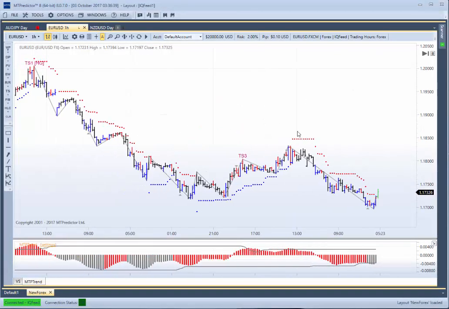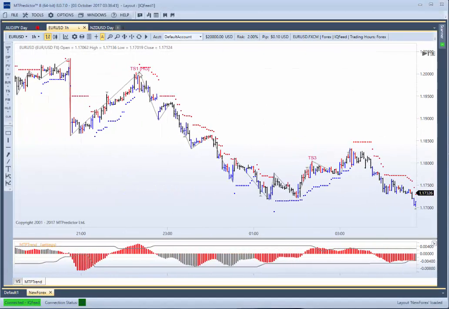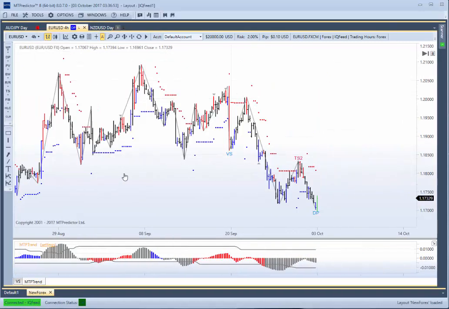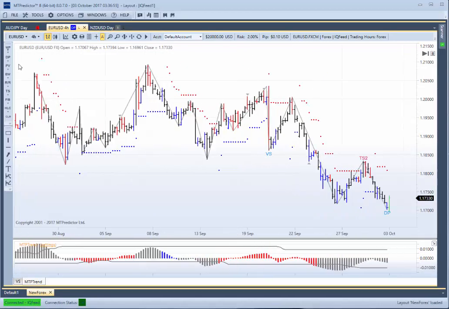In the last video we had a look at this TS1 Holy Grail sell on the 1 hour Euro US dollar chart, and we saw how the trade was taken on the 1 hourly chart because it was in the direction of the large degree trend which we had on our 4 hourly chart, which was down.